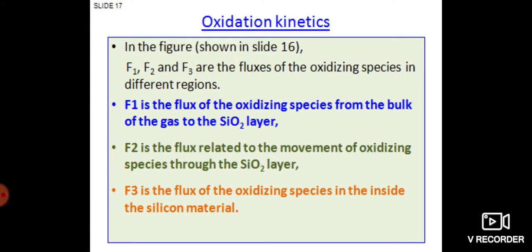Just for knowledge, remember that these fluxes, as they are defined, can be used to define the kinetics of oxidation. Kinetics actually means movement of oxidizing species from one region to the other, and also helps us to understand how practically the SiO2 layer is forming on the epitaxial layer or on the silicon.